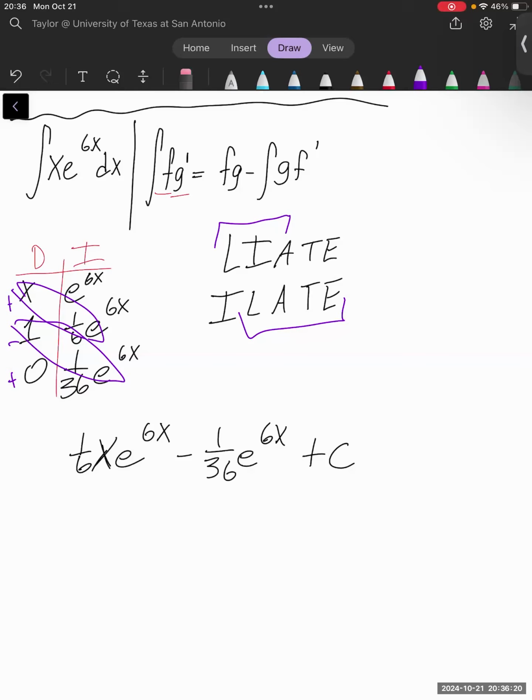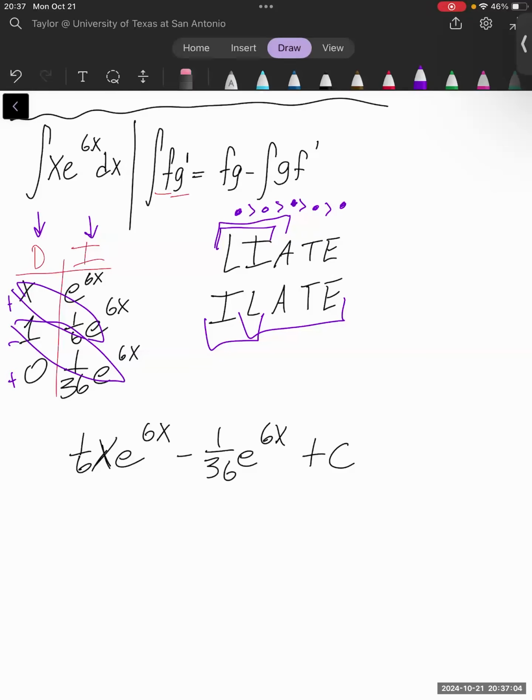Really, the best way that I could explain what this acronym is for is determining what function goes here and what function goes here. And so you basically have logarithms, inverses, algebraic expressions, trig functions, and exponential functions. And it goes like this. It's basically just helping you determine which one is going to be your derivative. But again, you have to be careful because sometimes these forms don't always work. But don't worry about that right now.